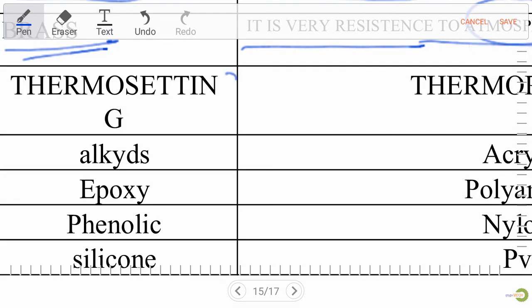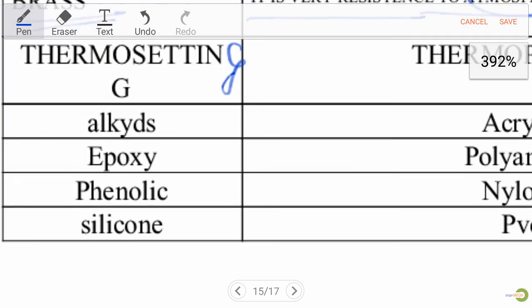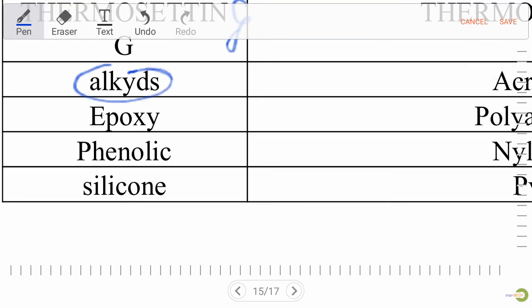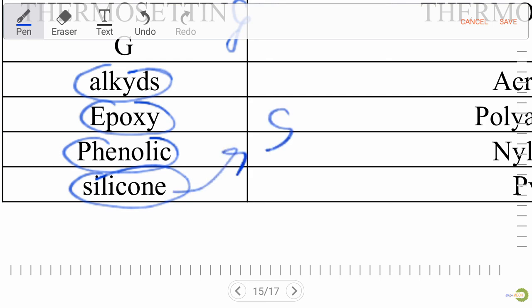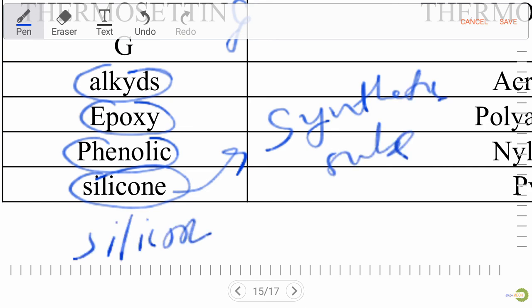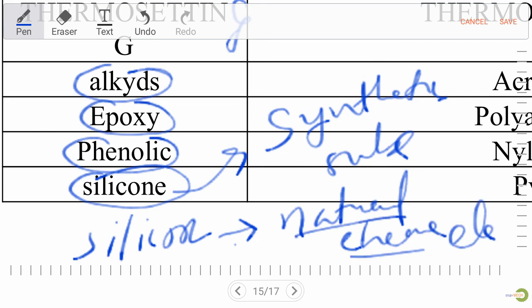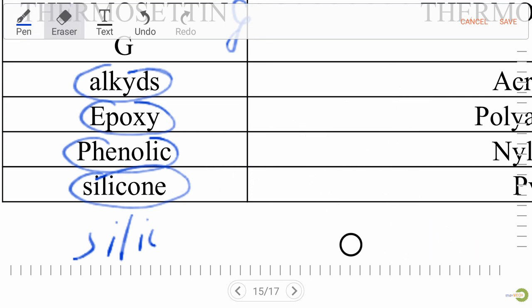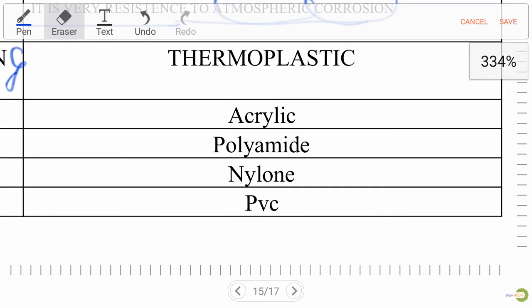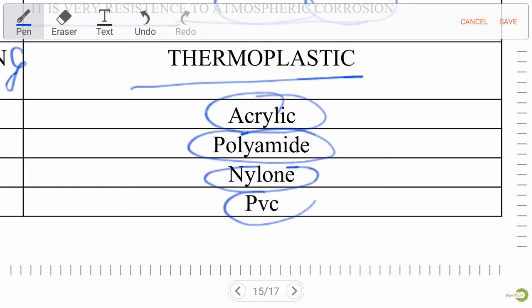Now thermosetting plastics, as we have discussed in our previous question, include alkyds, epoxy, phenolic, and silicone. And this silicone stands for a synthetic substance, and silicon is a natural chemical element. So always remember this difference. And for thermoplastics, our examples are acrylic, polyamide, nylon, and PVC.